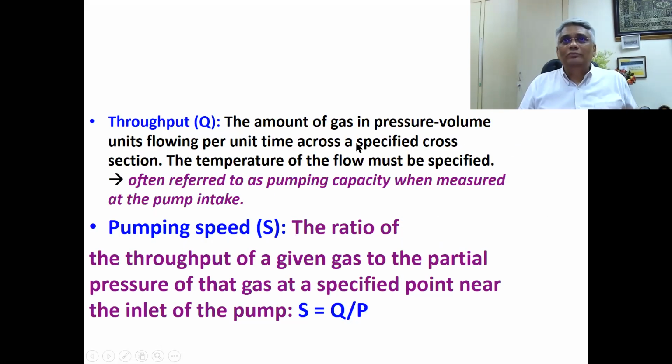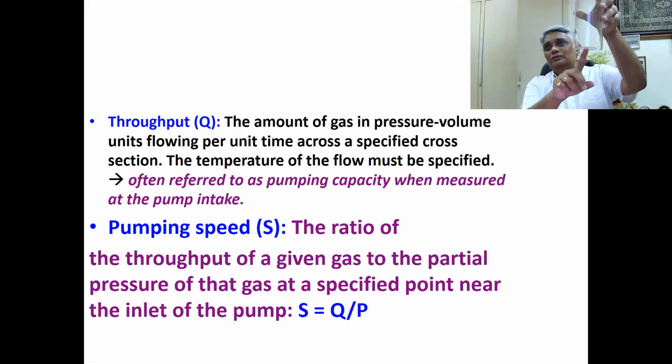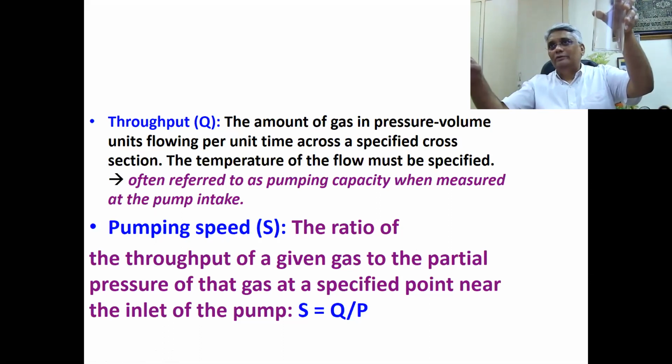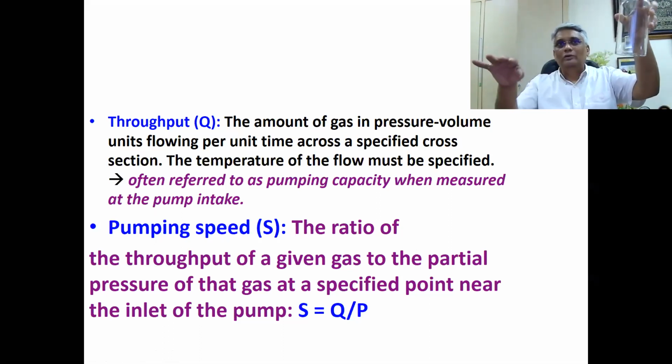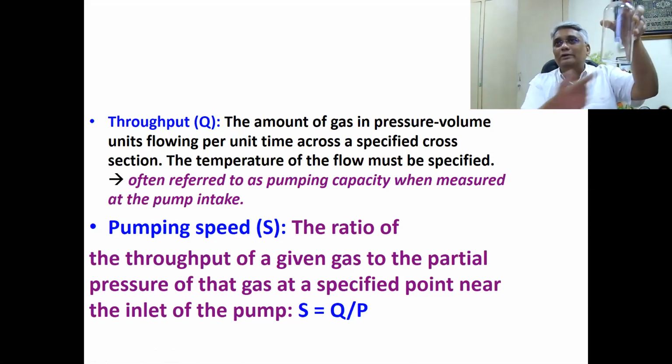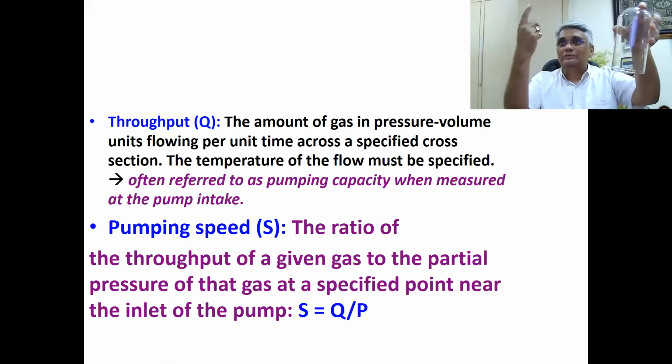So the amount of gas, in pressure-volume units, flowing per unit time across a specific cross-sectional area is called the throughput. So when the gas molecules are removed, I have a throughput there, that I call Q. And if the pumping module is also pumping some gas back into the chamber, I call it reverse throughput. Throughput is there, reverse throughput is there.